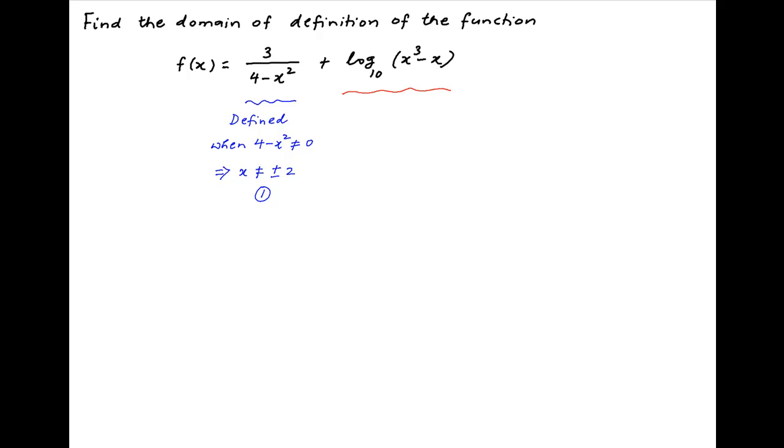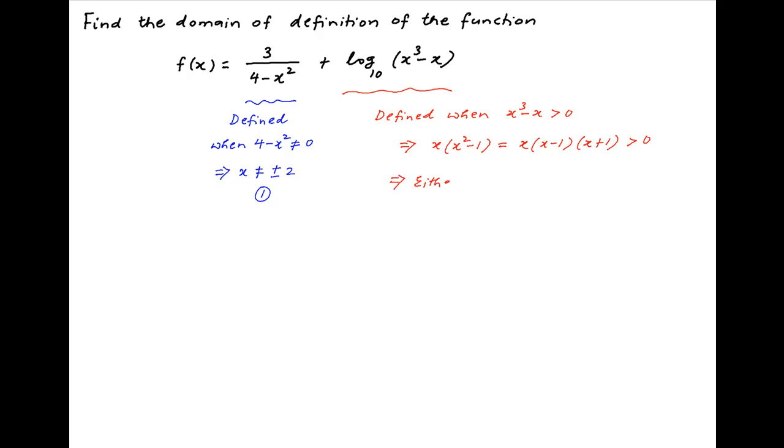Moving on to the second term, the log of a number is defined when that number is strictly greater than 0. Therefore, x cubed minus x should be strictly greater than 0. Factorizing the left-hand side, x times (x squared minus 1), which is equal to x times (x minus 1) times (x plus 1), should be strictly greater than 0. Now this is possible either when all three of x, x minus 1 and x plus 1 are greater than 0, or when two of these numbers are negative and the third one is positive.